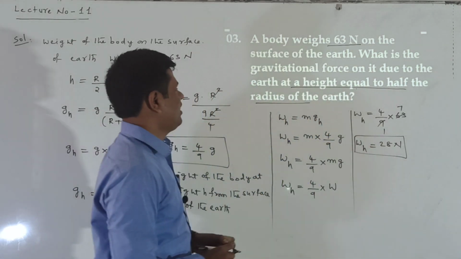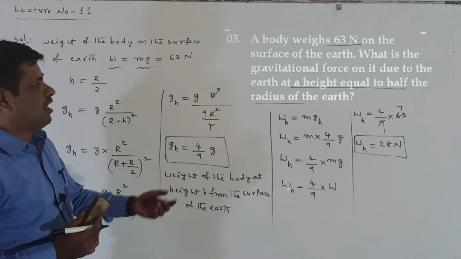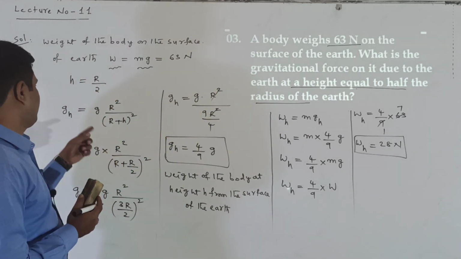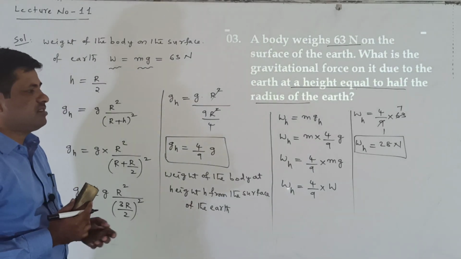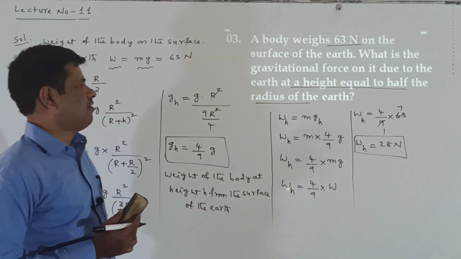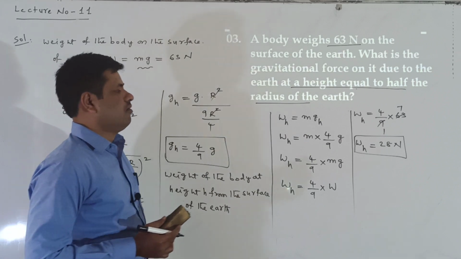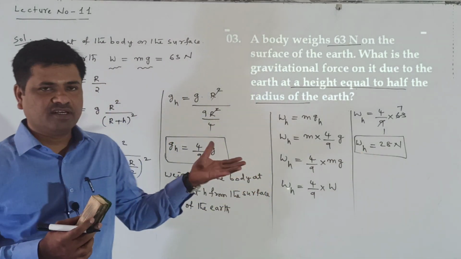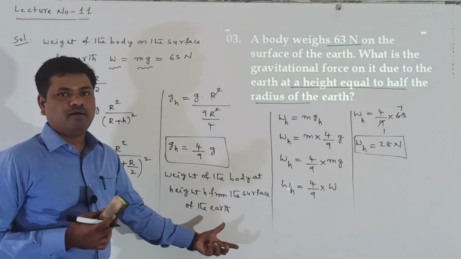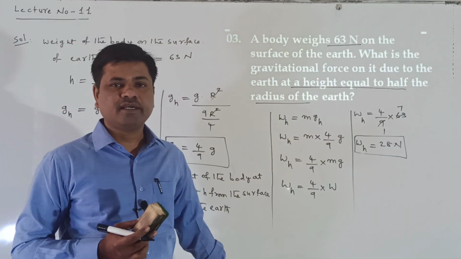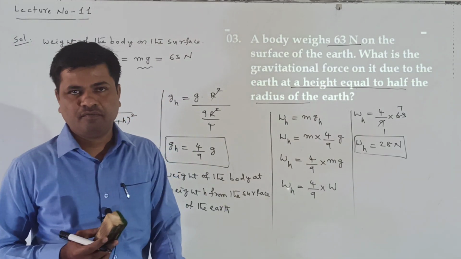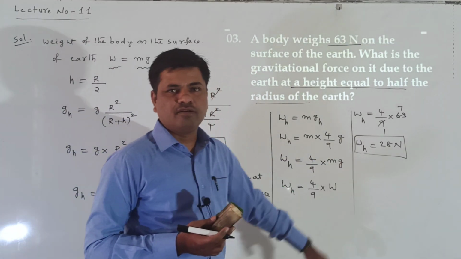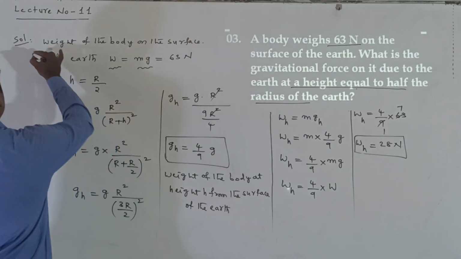This is the weight of the body at height h, where the height is half of the radius of the earth. Now the weight value is 28 newtons. This type of model question was asked in last year's NEET exam also. So WH is equal to 28 newtons. This model is very, very important for the theory exam also.